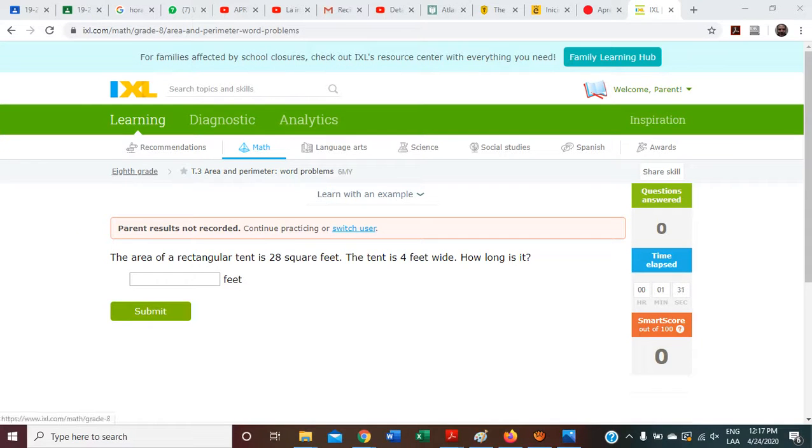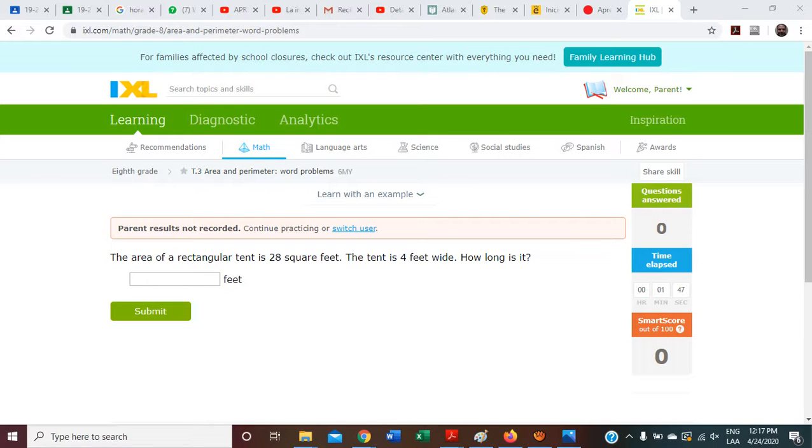Explained 8 T3 area and perimeter word problems. Okay, so now that we know how to get, well, you learned that in elementary school, but here we have to use a little bit more difficult problems.